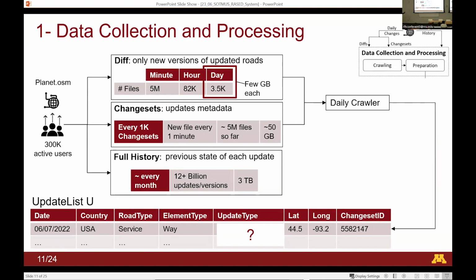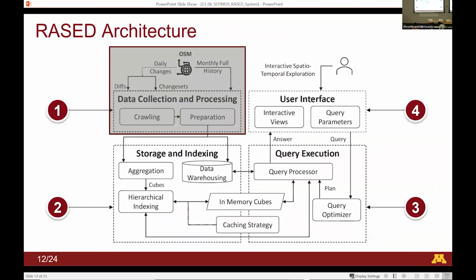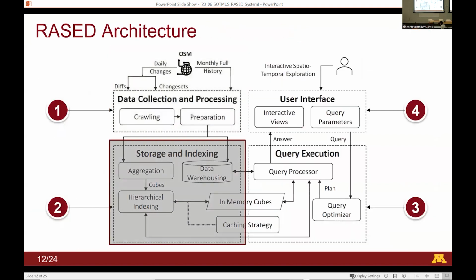And then we have one more column that we need to access. If we want to know the previous version of the OSM element without issuing queries, we get the full history every once in a while. In our case, we run it every month. We call it the monthly crawler, so we can compare the different versions of it. So we have this update list U, and this table is created every day. So we keep appending this table.